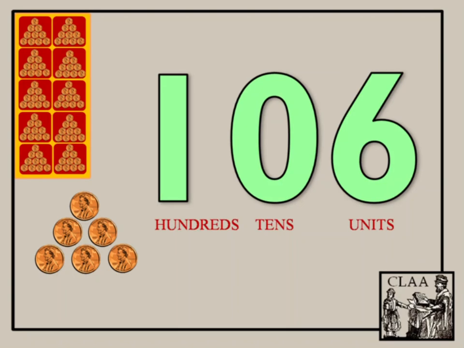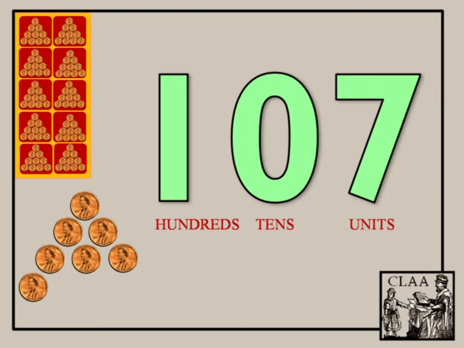How many pennies are on this screen? You can see that there are 100 pennies in the gold box. But how many are left over? There are 6 pennies left over. How do we say 100 pennies and 6 pennies more? We say 106. And you can see the number 106 written on your screen. 100, 0 tens, and 6 units. 106.